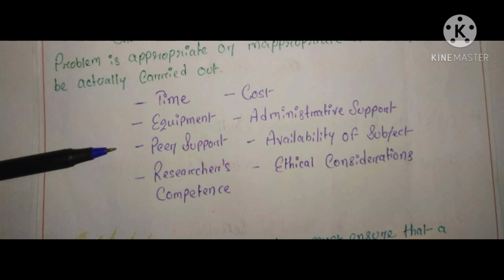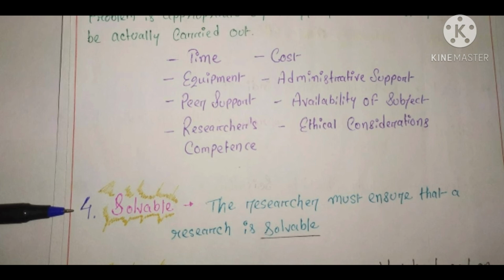Okay, now let's see the fourth one, solvable. The researchers must ensure that a research problem is solvable. Okay, I think it does not require more explanation, right? It's easy. Let me know in the comment section if you have any doubt.